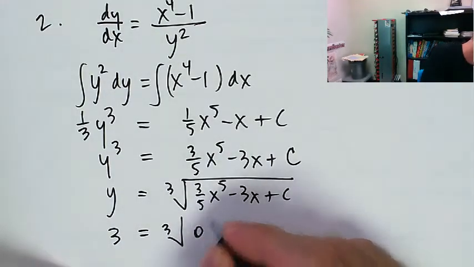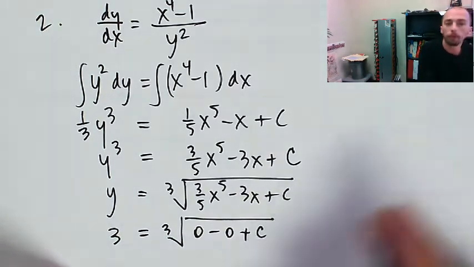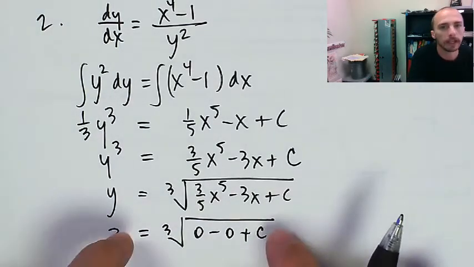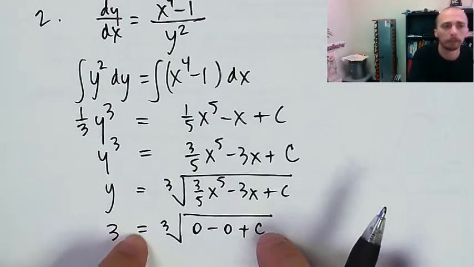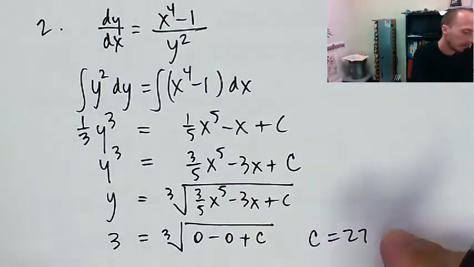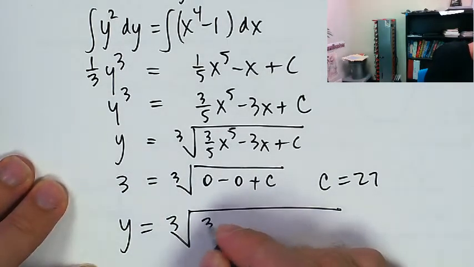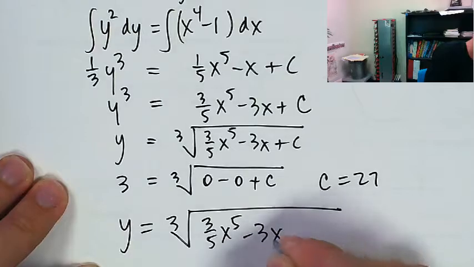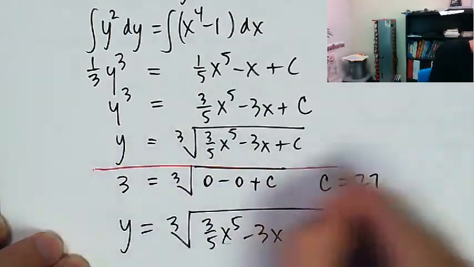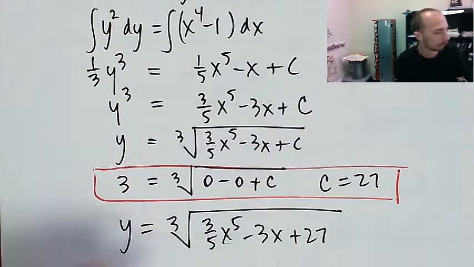The cube root of 3/5 of 0 to the 5th minus 3 times 0 plus c. Well, we know that 3 is the cube root of 27. In the previous example video, I did this step in red, and I am committed to continuing to do that. I just forgot this time. So I'm just going to say c equals 27. And as a result, my solution is y equals the cube root of 3/5 x to the 5 minus 3x plus 27. This was my work in finding the value of c by plugging in my initial condition.